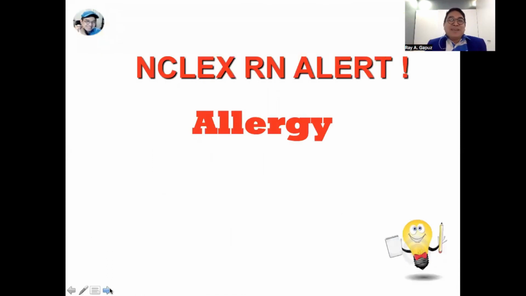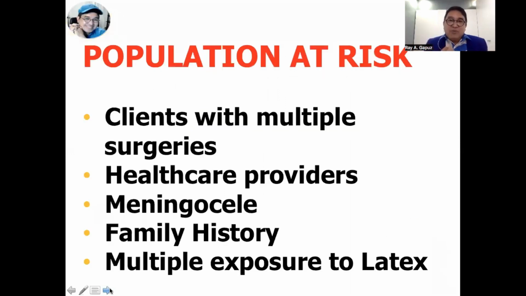Okay, now allergy. I'd like to focus on latex allergy. Who are more at risk to latex allergy? Clients with multiple surgeries, like clients who have undergone surgeries 5, 6, 7, or 8 times. Healthcare providers because of frequent exposure to latex.